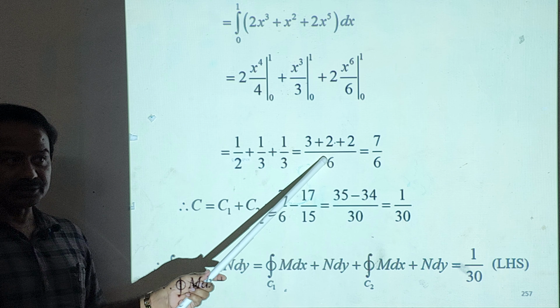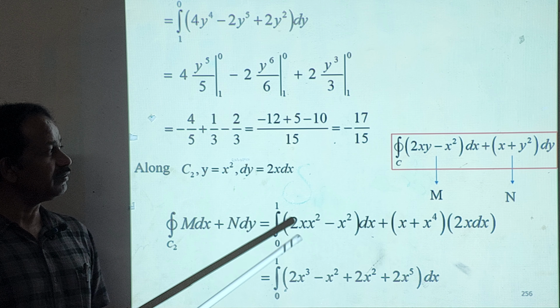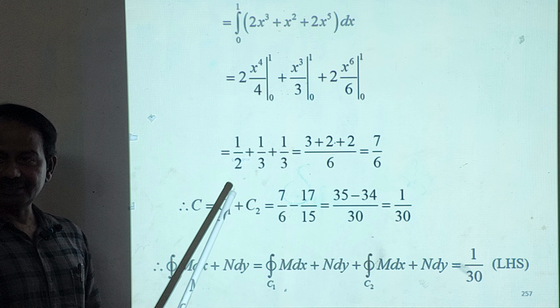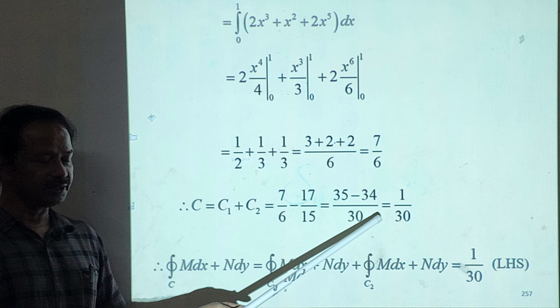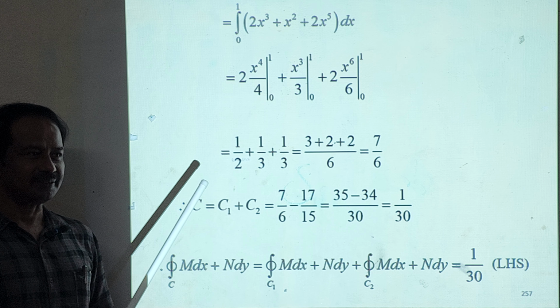And this is the value for C2. The value for C1 we have already calculated, minus 17 by 15. So you add these two. 7 by 6 minus 17 by 15 will give you 1 by 30. We have obtained the value of the left hand side.